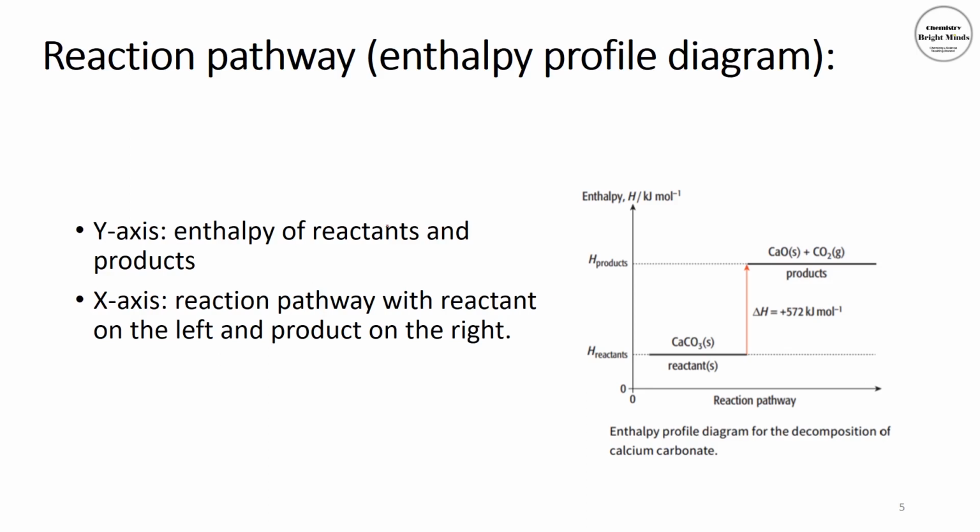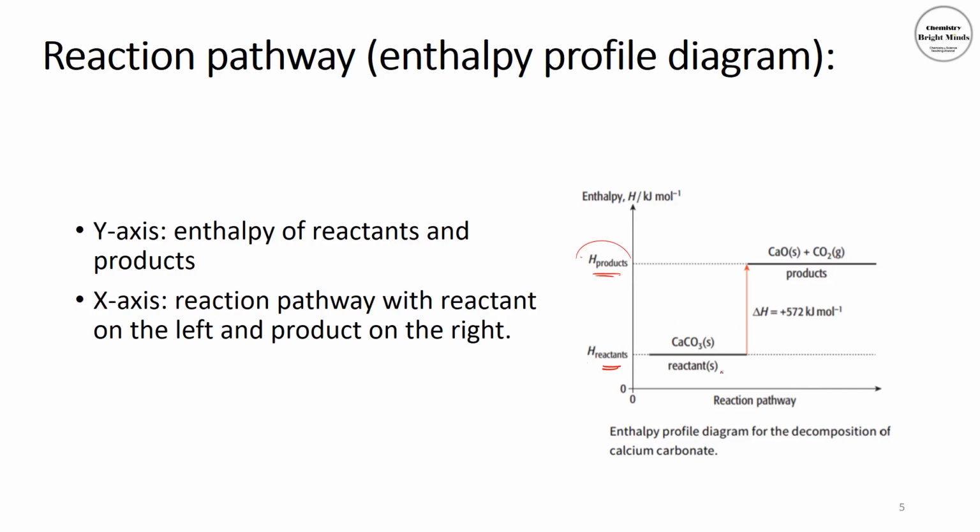Now, for any chemical reaction, we can draw what we call an enthalpy profile diagram. So what is this diagram? It has a y-axis and an x-axis. The y-axis presents the enthalpy of my product and the enthalpy of my reactant. Either the product has a higher enthalpy than the reactant and it will be on the top, or the enthalpy of my reactant is higher than the product, and this will make the enthalpy of my product go down. The x-axis shows the reaction pathway.